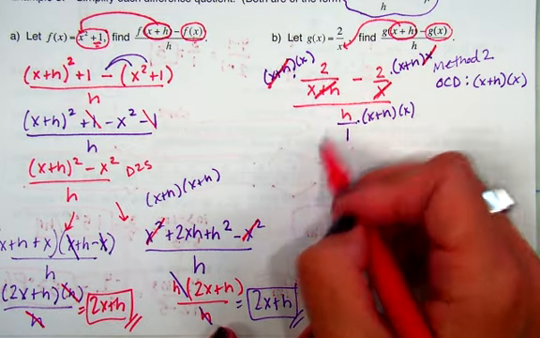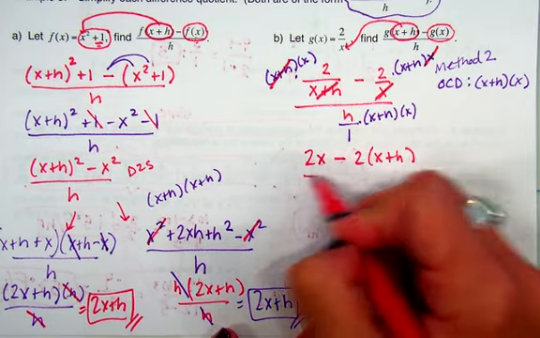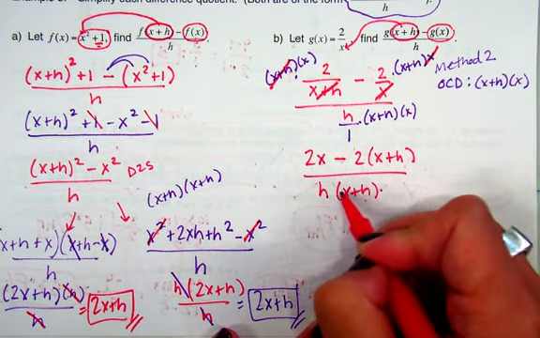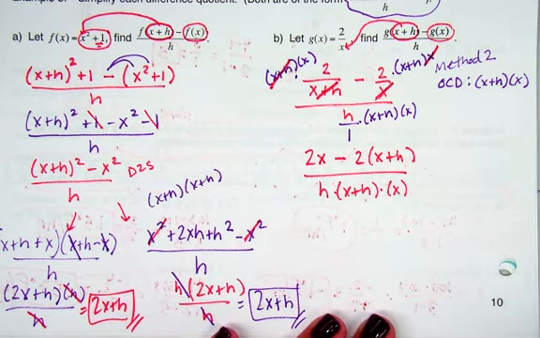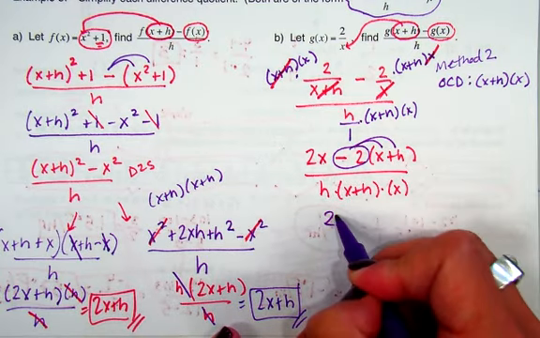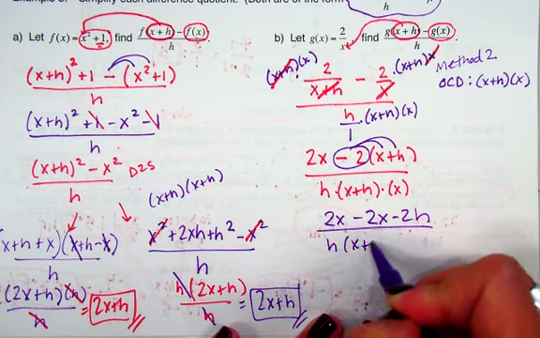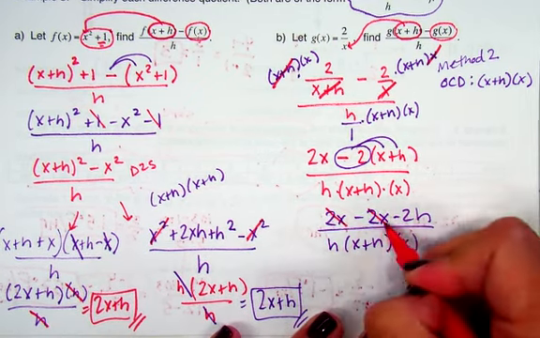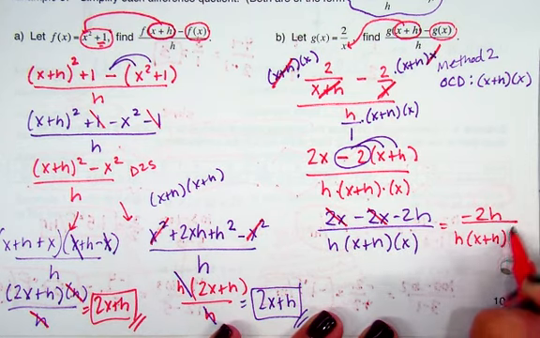Up at the top now I just have 2x left minus 2 times (x plus h). On the bottom I have an h, I have (x plus h), and I have another x. And I'm going to leave them all like that. I'm not going to FOIL it out down there. But up here I should definitely distribute, because what happens, keep the same denominator, is the 2x's are gone, and I just have a negative 2h on top. And then what happened?